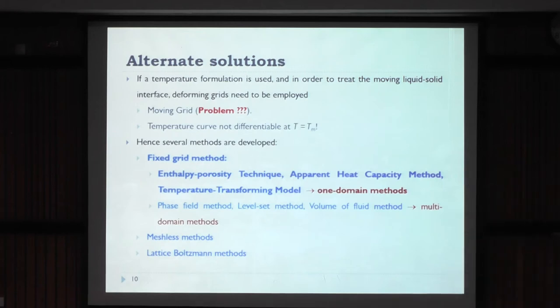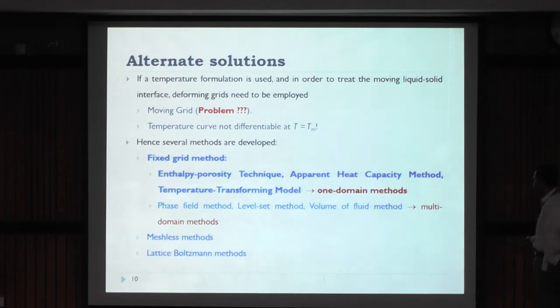So in order to handle that, people have proposed the fixed grid method, under which three famous techniques are available, which are based on the one domain method. Basically the equations will be written for a single domain approach, whereas for a multiple domain approach you can apply the phase field method, level set method, or volume of fluid method. And two other methods are also there, which are meshless methods or the lattice Boltzmann method. However, here I will concentrate only on the single domain methods, and the most famous is the enthalpy porosity technique, and the second one is the apparent heat capacity method.